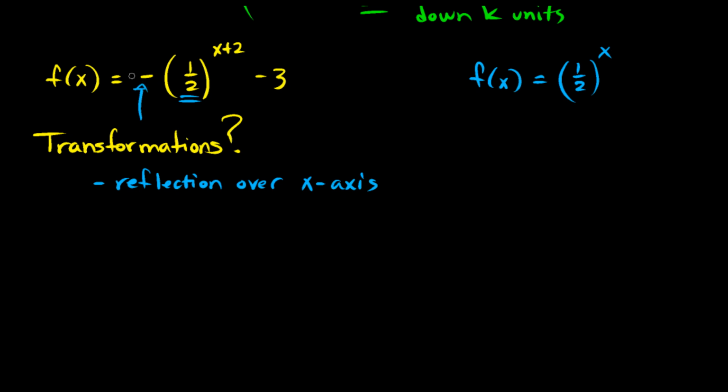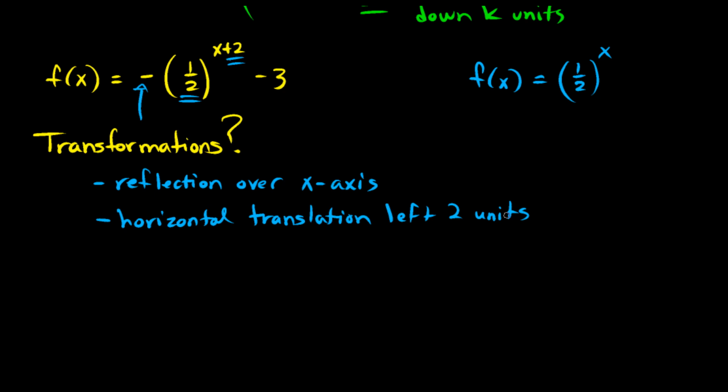So there's a reflection over the x-axis. The second thing that happens, since we're done with a now, is right over here. We have in the numerator our h value. We're looking at the exponent as x plus 2. That means there's going to be a horizontal translation left 2 units. Because we see the plus 2, we're thinking right 2. We can't think that way when we're talking about transformations. We think the opposite. And the very last thing that we look at is the k value right over here.